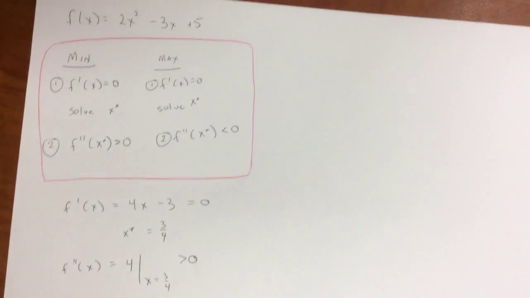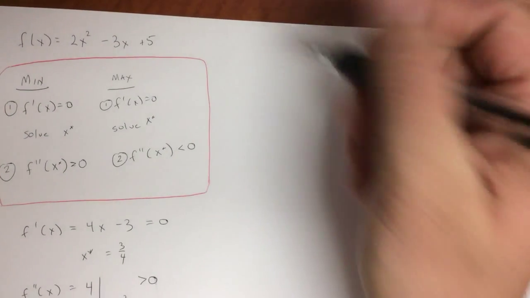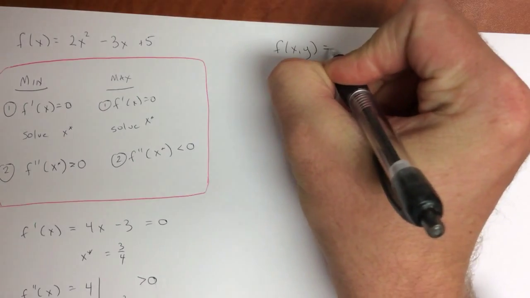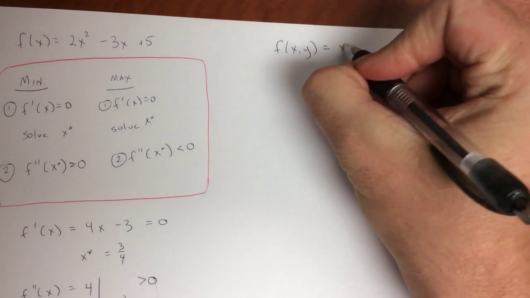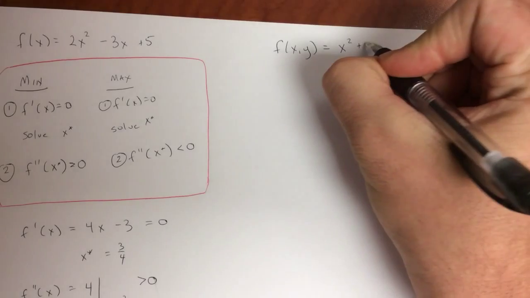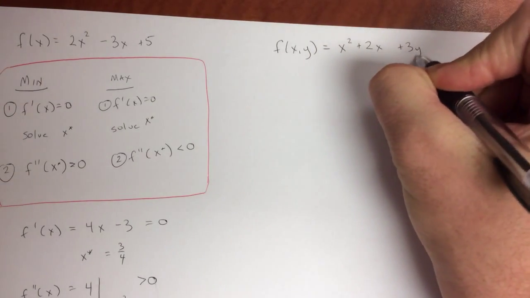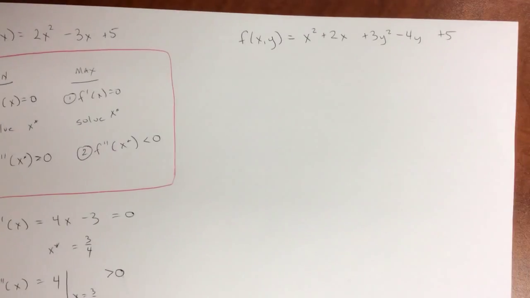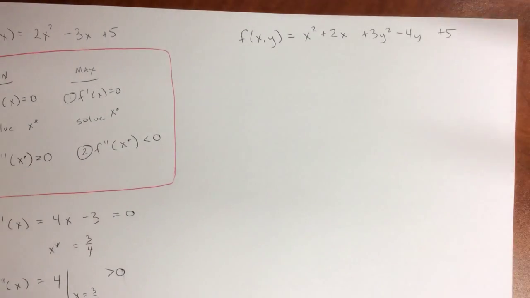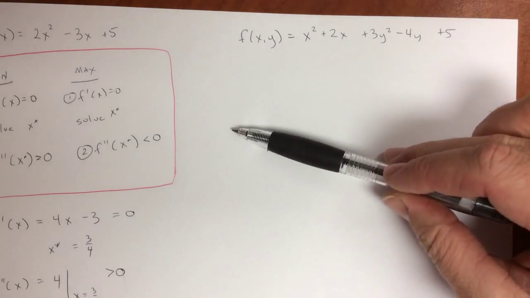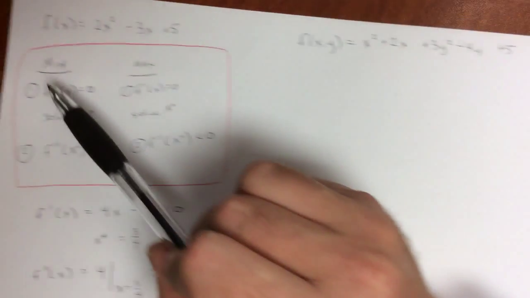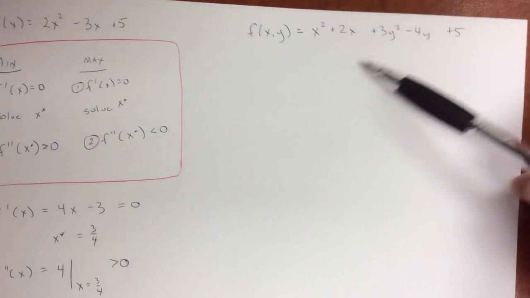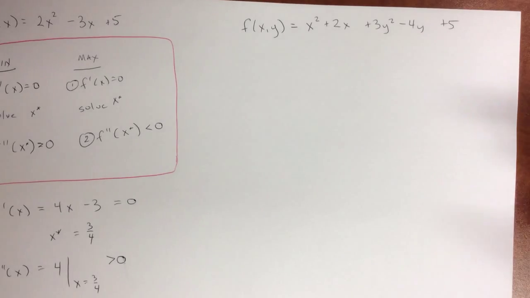variable. Well, now we're going to do something very similar, but we're going to have two variables. So we're going to have f of x and y equal to, we can come up with an equation, x squared plus 2x plus 3y squared minus 4y plus 5. So now we have this equation, and we want to follow through on the same steps. But now the difference is, here we had just one variable, so we just do f prime of x. Well, with two variables, we're going to do what's called a partial derivative.